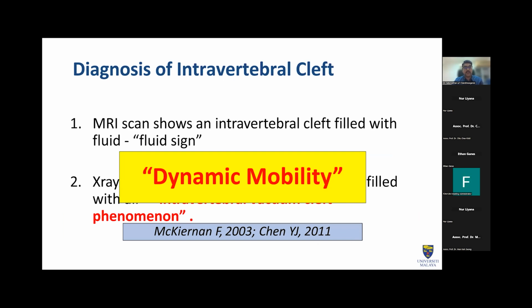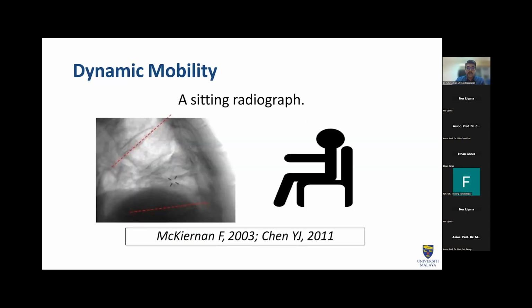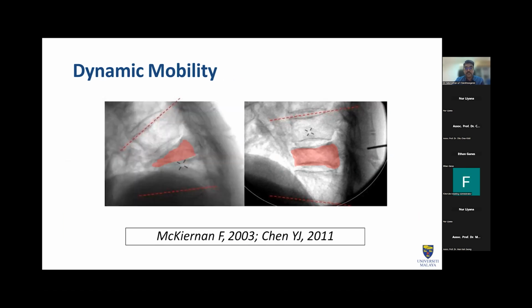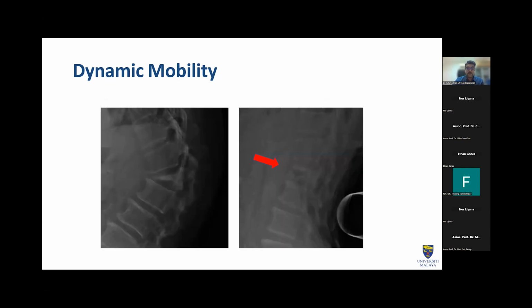Dynamic mobility has been described by McKinnon and Chen. A sitting radiograph will be obtained, which shows the fracture has collapsed. Subsequently, a supine stress radiograph using a bolster will show the fracture site open up. So this shows dynamic mobility whereby the fracture site which has collapsed is opened up by stress films. This shows another example whereby we can see the compressed fracture which has opened up in dynamic stress films.